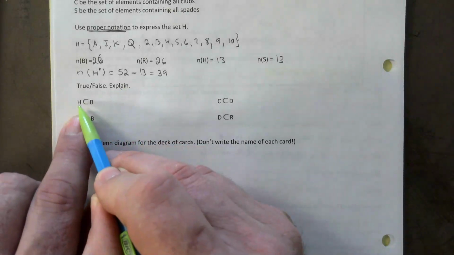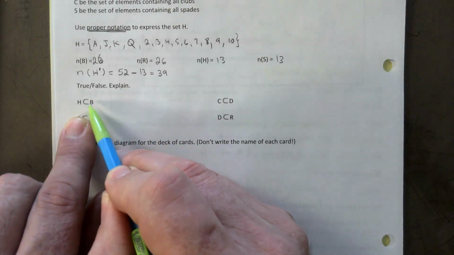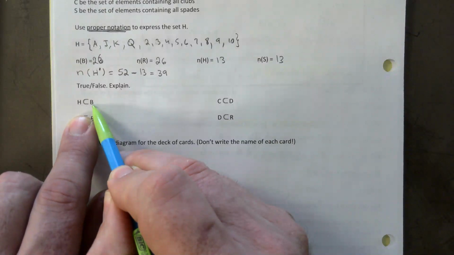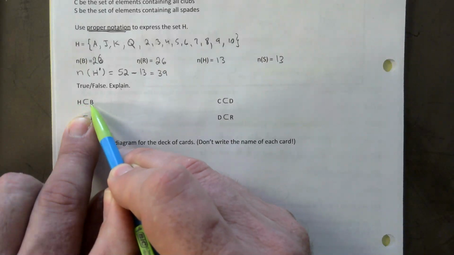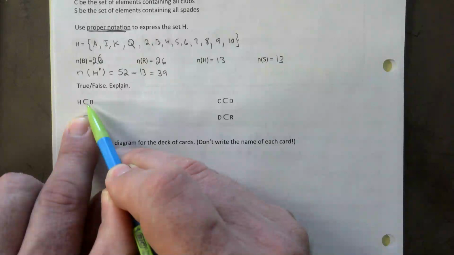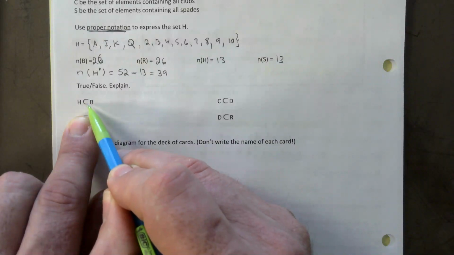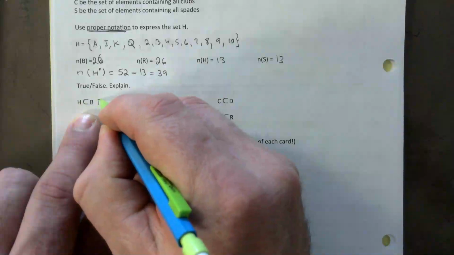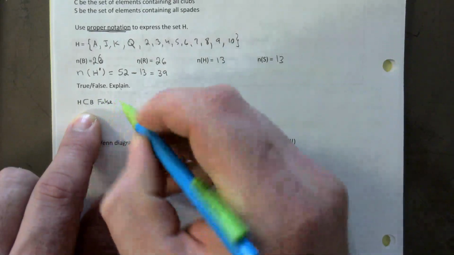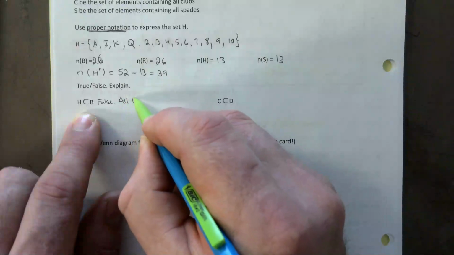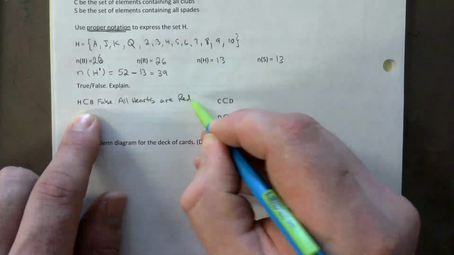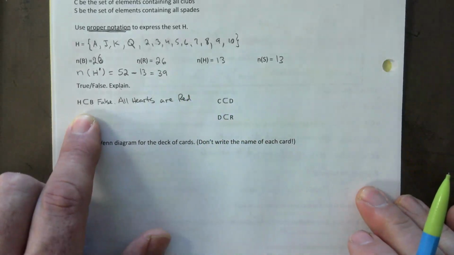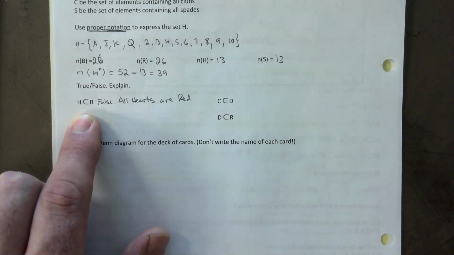So what is this saying? Is H a subset of B? H stands for hearts, right? Would hearts be a subset of black cards? Because hearts are all red. Okay, so this would be a false. And you can just say all hearts are red. Okay, that would be sufficient. Because for something to be a subset, every single element in it needs to be also in the other one.